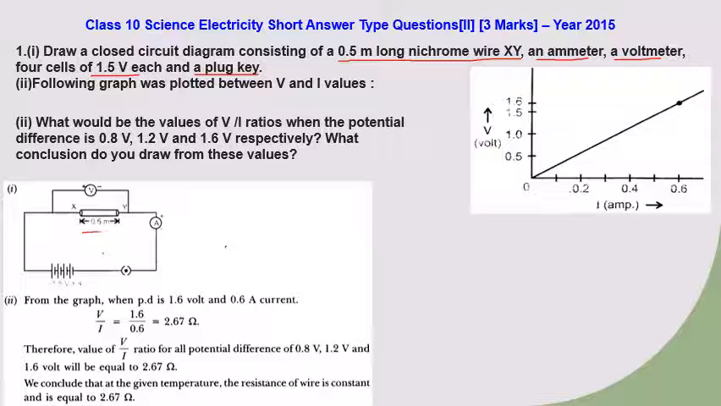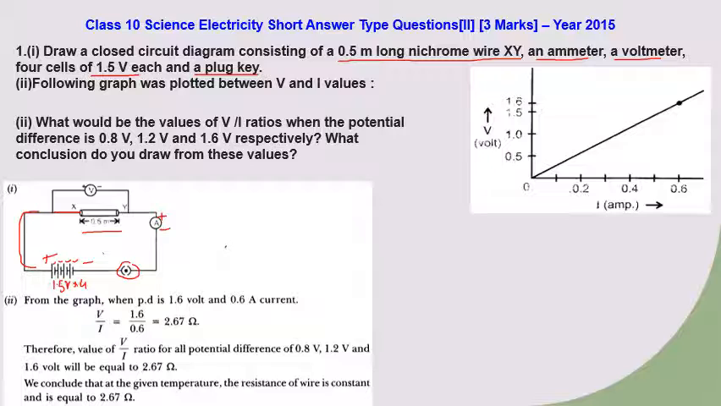We have taken the nichrome wire over here, right? And it is connected to the battery because we have to take 4 cells of 1.5 volt each. You can see there are 4 cells, 1, 2, 3, 4 cells. There is a plug key connected over here. Then this is our ammeter. This is the positive side, this is the negative side. If you see, the positive side of the battery is on the left side. So the positive side of the battery is connected to the positive side of the ammeter, right?